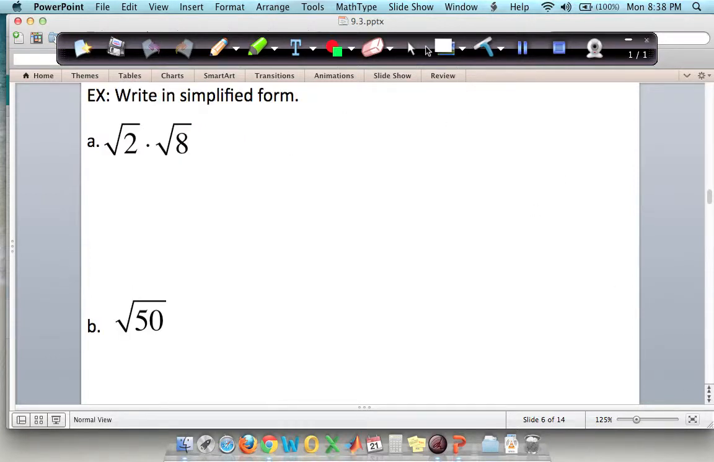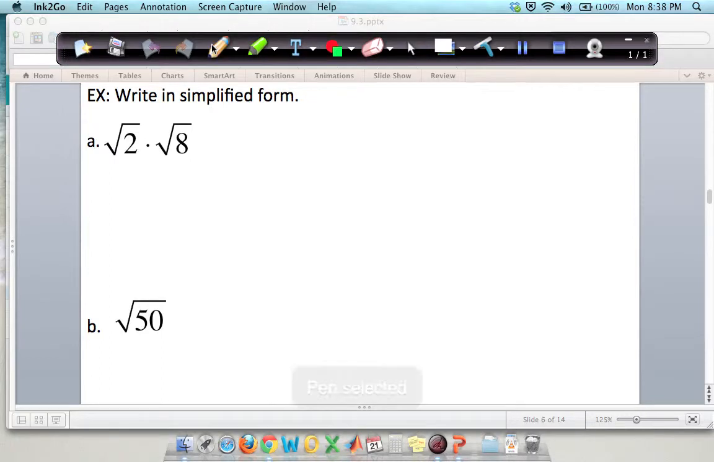Okay, so we're going to start with write in simplified form. This first one, we're actually not using those rules I just wrote. This says the square root of 2 times the square root of 8. I actually am just going to go ahead and multiply. These are both square roots. I can multiply 2 times 8 and get 16. And now you can see this simplifies really easily. Square root of 16 is just 4.